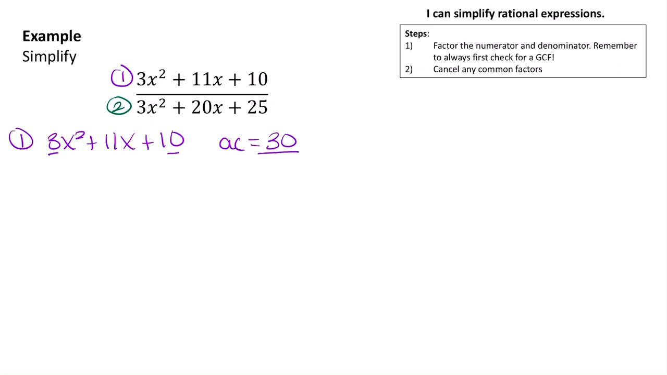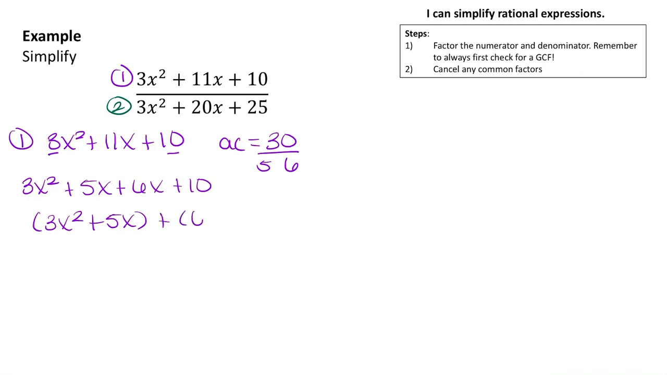So now we're going to find two factors of 30 that add up to 11. So that's going to be 5 and 6. Remember, now we need to use factoring by grouping, right? Because a is not equal to 1, so we have to expand out that middle term. So we have 3x squared plus 5x plus 6x plus 10. Okay, let's put the terms into two groups: 3x squared plus 5x, and then plus 6x plus 10.